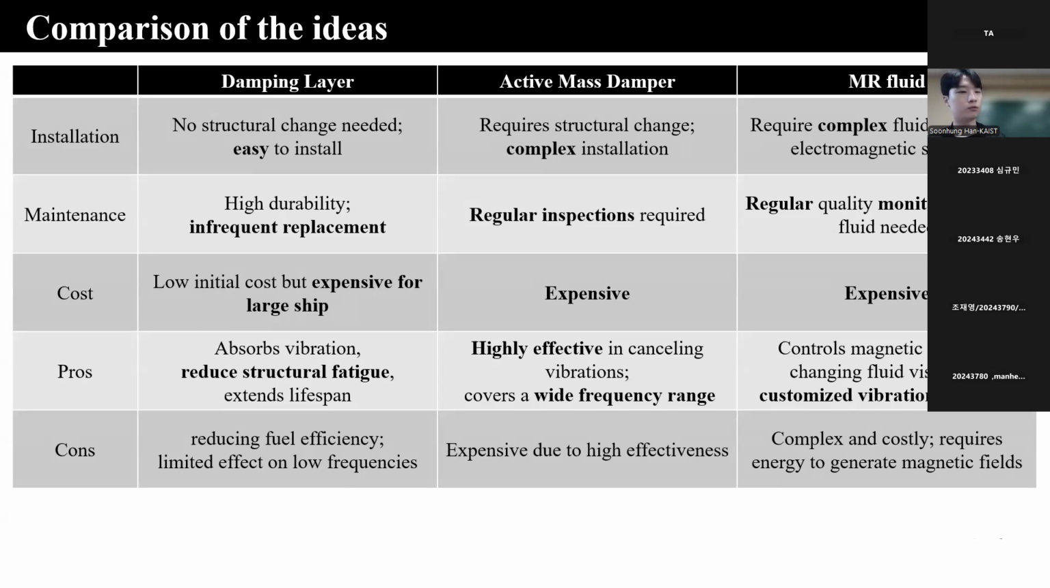The damping layer can reduce structural fatigue, so it extends the lifespan of the structure. The active mass damper is highly effective in canceling vibration, and it can cover a wide frequency band, but it's an expensive device. Lastly, MR fluid is controlled by magnetic fields, changing the fluid viscosity, so it can customize the vibration damping case.